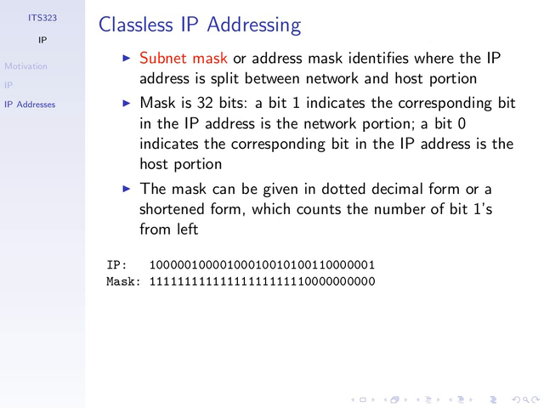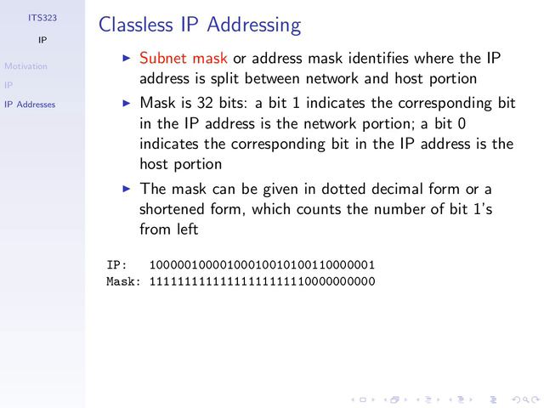All devices attached to one subnet, one network, must have the same network portion of the address. A1, A2, and in fact the router may have an address as well, A3. They're all attached to the same network, they all need the same network portion.